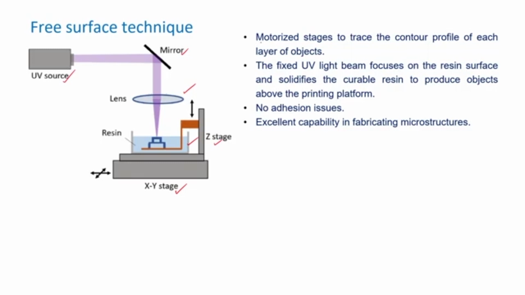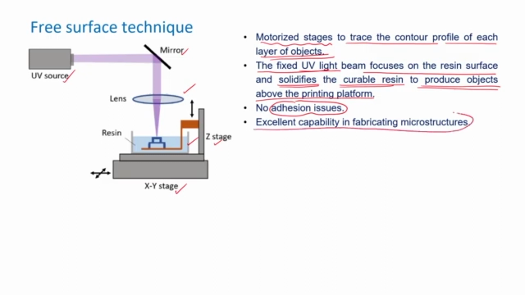As I mentioned, we have a motorized stage to trace the contour profile of each layer of the object. The fixed UV light is focused on the resin surface and solidifies the curable resin, and then we produce the objects above the printing platform. There are no adhesion issues as we have removed that glass part, and we can have excellent fabrication of microstructures using this kind of arrangement.